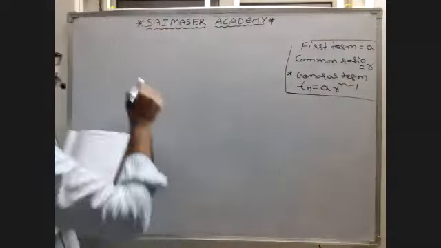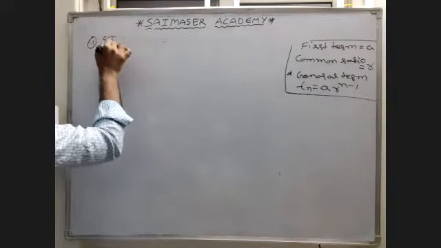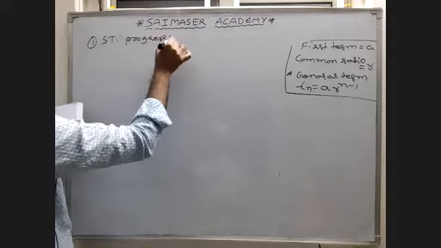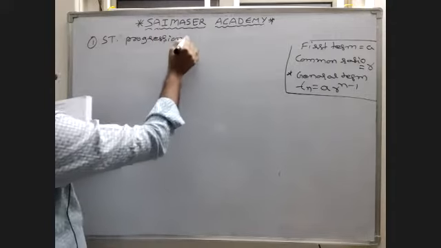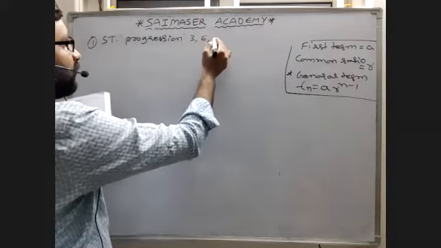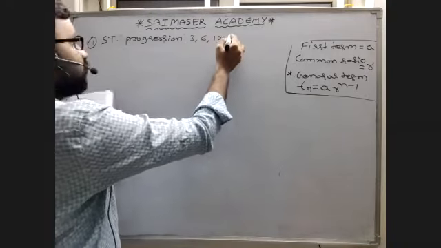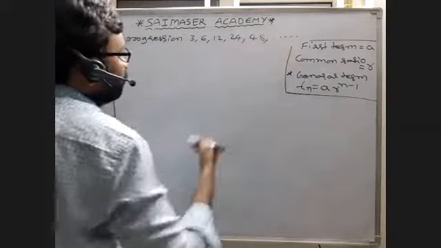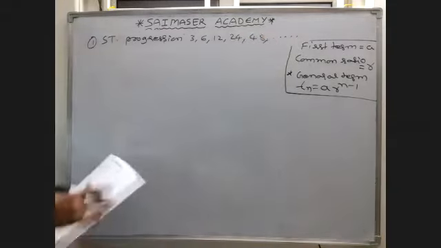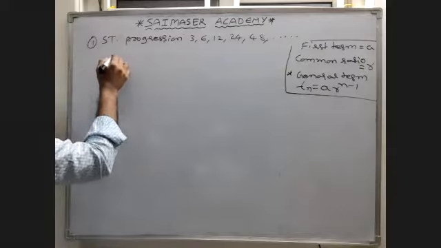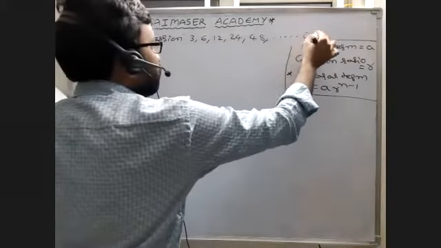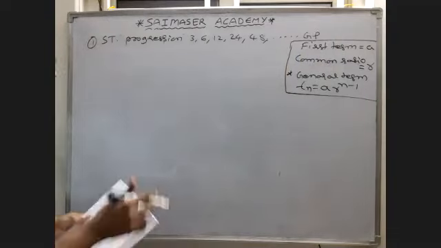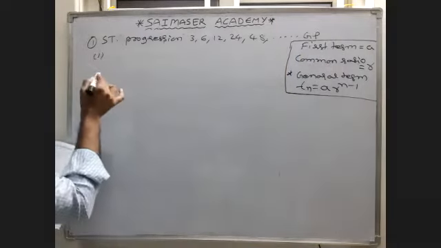Show that the progression 3 comma 6 comma 12 comma 24 comma 48 and so on. This progression is given. We have to show this is a GP. Show that the progression is a GP. We have to show first this is what? GP.